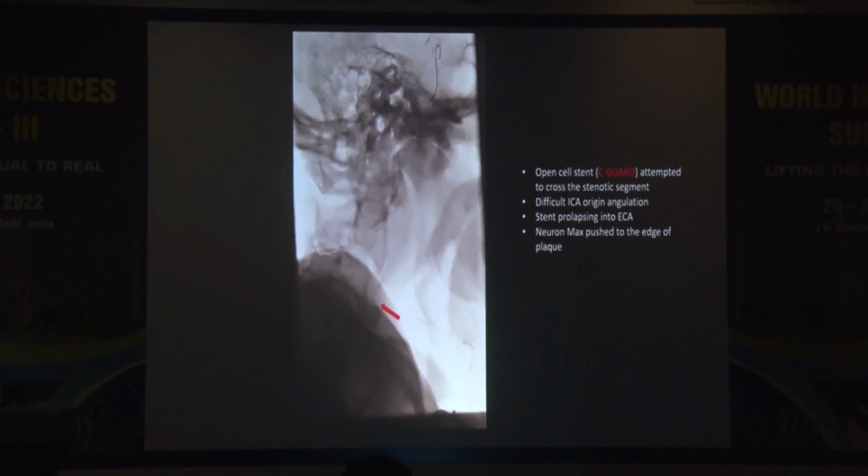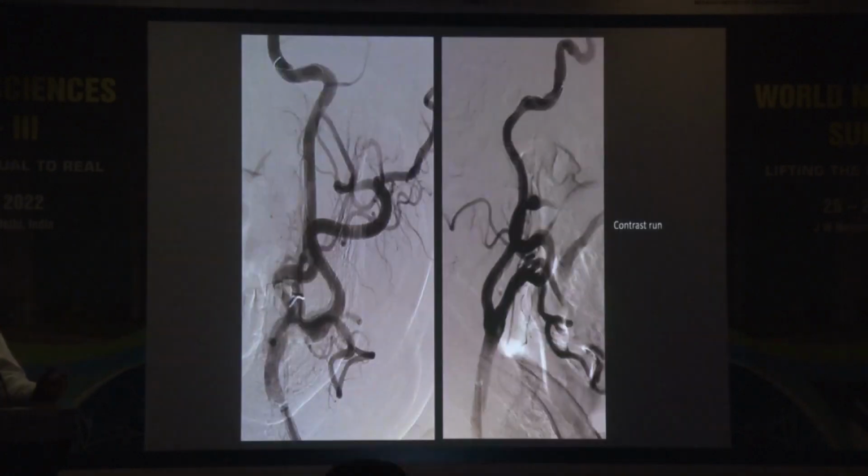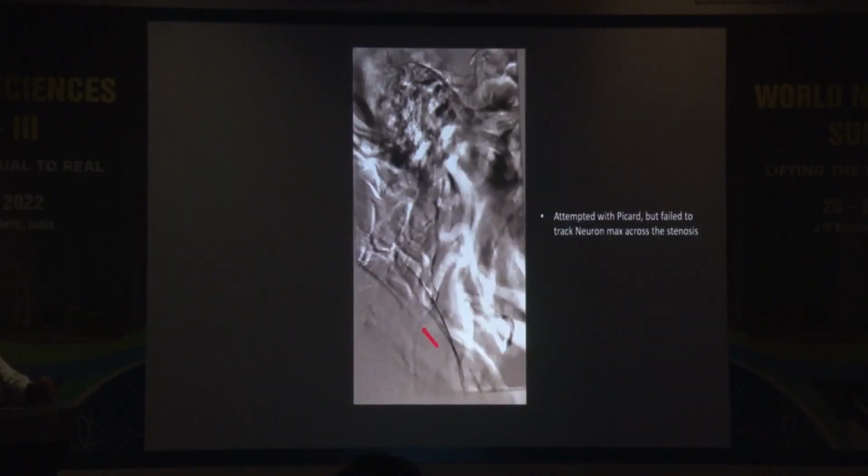Then comes the problem. Whatever stent we wanted to use, it won't track because it's a sharp angle, and everything will start projecting into the external carotid artery. So we tried with open cell, we tried with closed cell, we tried with mesh. It didn't work. So we are back to square one. We have done a plasty, we have crossed with the wire, but the stent is not going through because it's a bad angle.